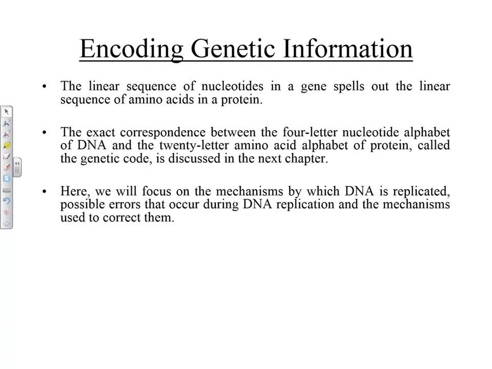The linear sequence of nucleotides in a gene spells out the linear sequence of amino acids in a protein. And the exact correspondence between the 4-letter nucleotide alphabet of DNA and the 20-letter amino acid alphabet of protein, which is called the genetic code, will be discussed in the next chapter. Here we are going to focus on the mechanisms by which DNA is replicated, possible errors that occur during DNA replication, and the mechanisms that are used to correct them. That will be the focus of the rest of the chapter, so I will start talking about it on Wednesday. Okay?